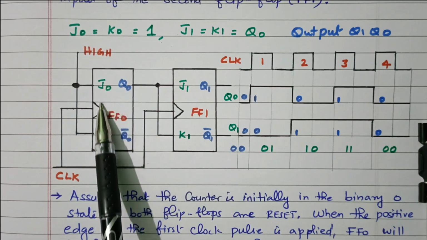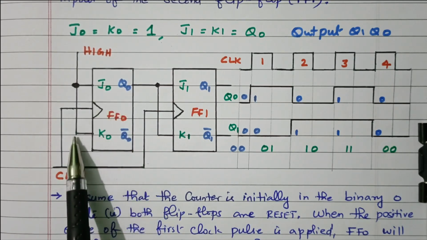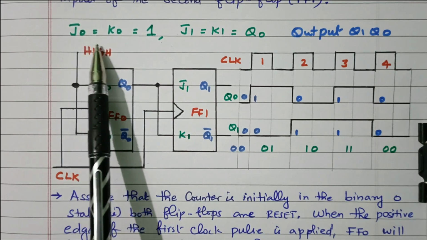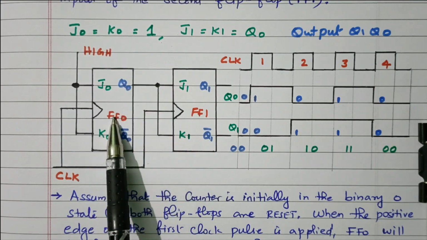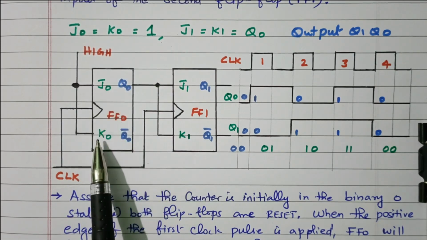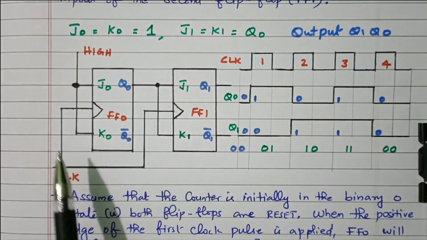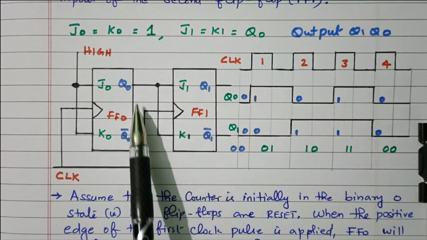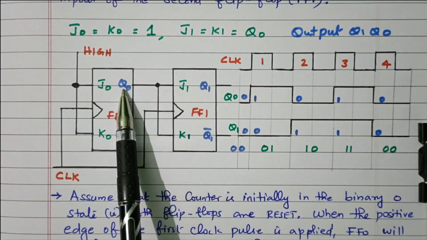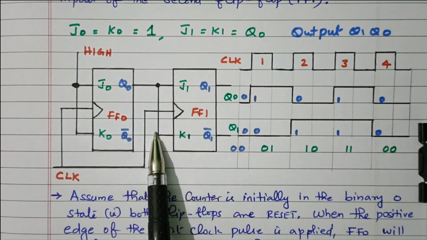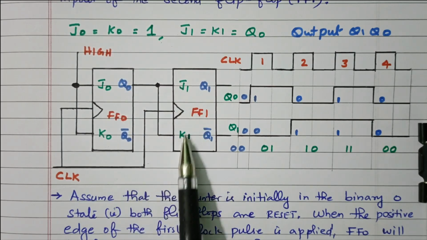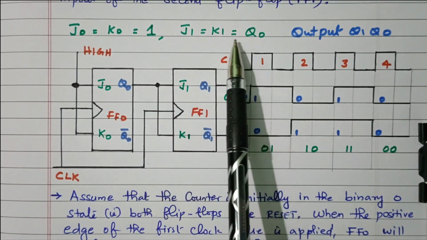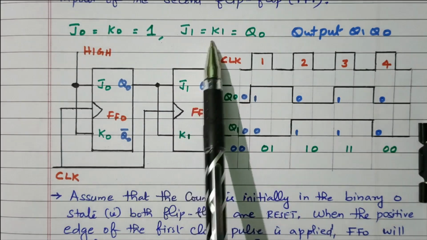Right? So see here, for the first flip-flop, logic high, 1, is given: J0 equal to K0 equal to 1. For the first flip-flop, both J and K inputs receive the high input. For the second flip-flop, J1 and K1 are nothing but Q0. The output of the first flip-flop is connected as the input of the second flip-flop, so that J1 equal to K1 equal to Q0.